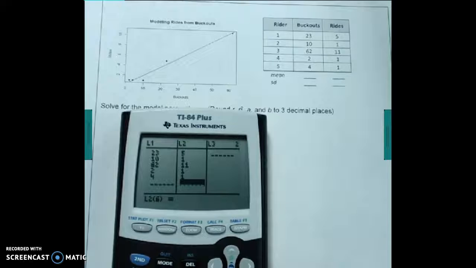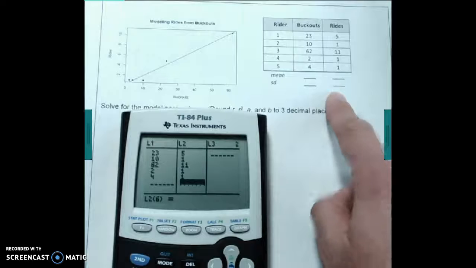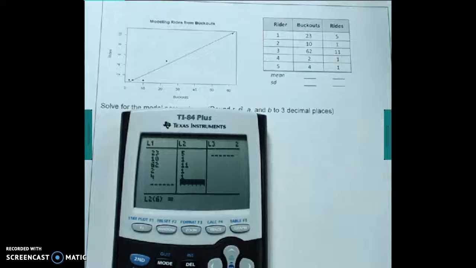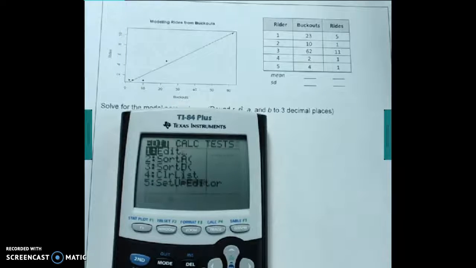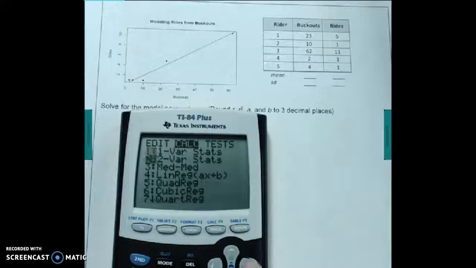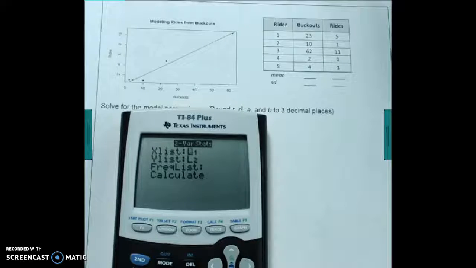What I need to do is first find the means and standard deviations of these individual variables. I need to know the mean of x, the standard deviation of x, the mean of y, and the standard deviation of y. The easiest way to get that information is by going to Stat Calc 2, two variable statistics. X is my list 1, y is my list 2. That all looks right. Nothing in the frequency list because I don't have frequency data. I have raw data. I'm going to calculate this.